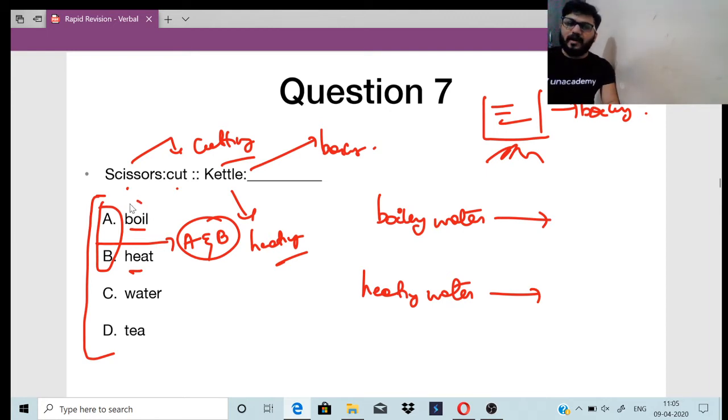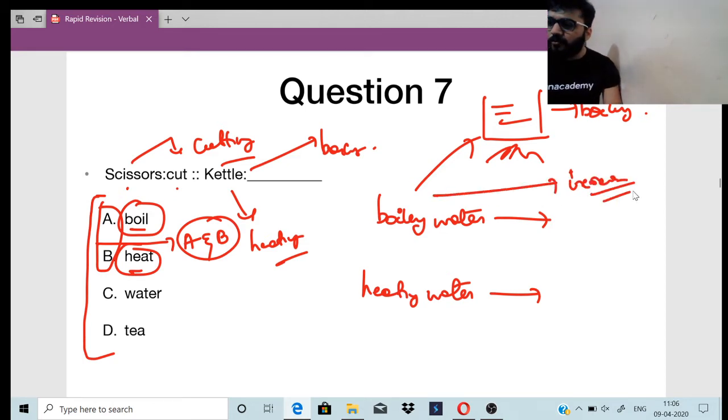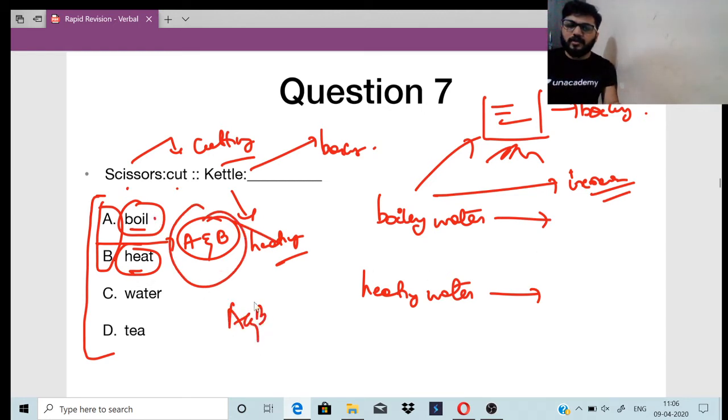For those who wrote boil and those who wrote heat, see, boiling is also increasing the temperature. Heating is also increasing the temperature. I am boiling with anger, so my anger is increasing. Both mean increasing in temperature. So it is both A and B. Those people who gave it as B, it is true. Those who gave it as A, it is also true. Boiling water or heating water.